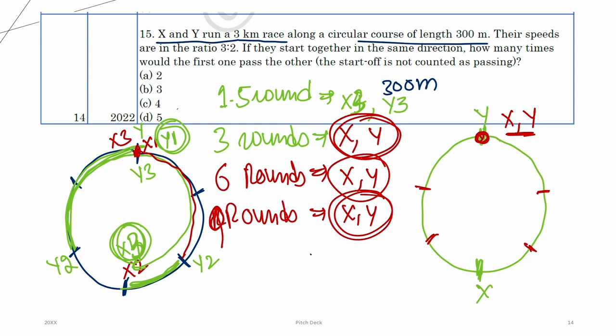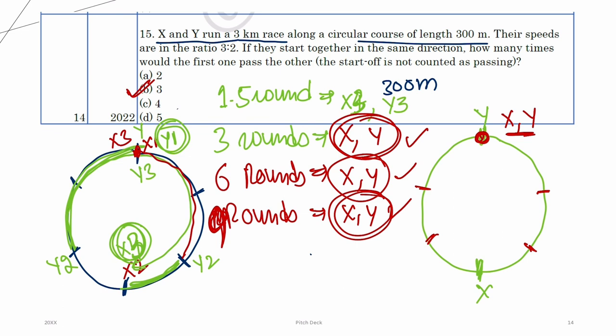So 10 rounds will be covered by X. In 10 rounds, they are going to meet 1, 2, 3 times, and this is the answer, right? They are going to meet after 1.5 rounds, when they are diagonally opposite to each other. After 3 rounds, they are at the exact starting point, and that is when they are going to meet, right? So after 3 rounds, they are going to meet for the first time.